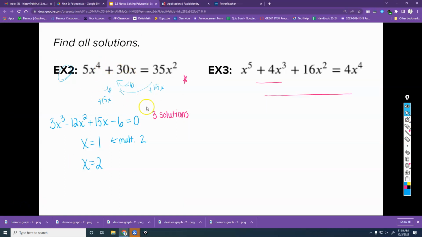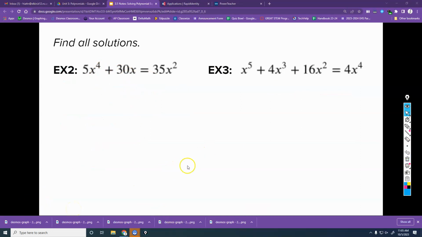For these 2, I'm going to do one of them. I'm not going to do both of them. Actually, let me have you guys do these. Open up your computers, type these into Desmos for me. Now, you do need to move everything to one side first.